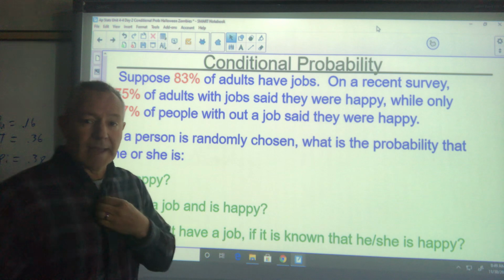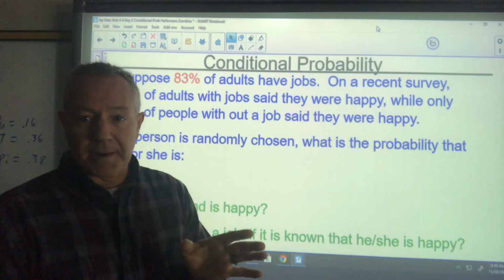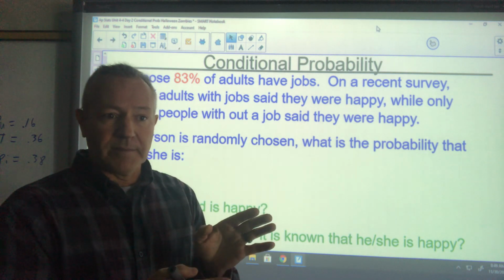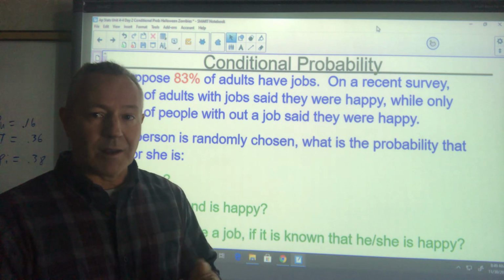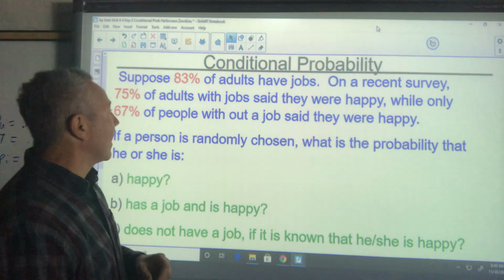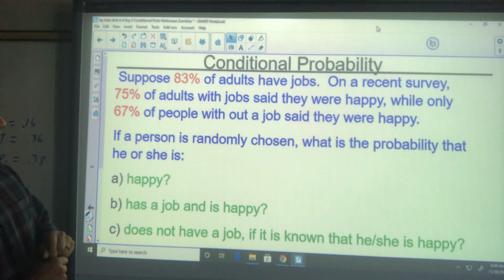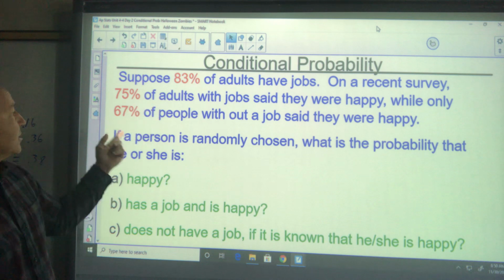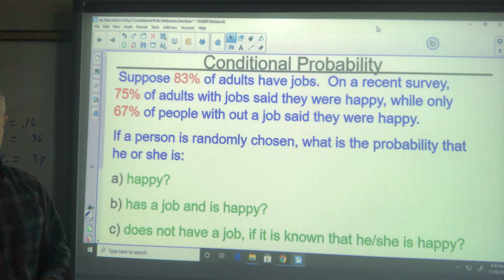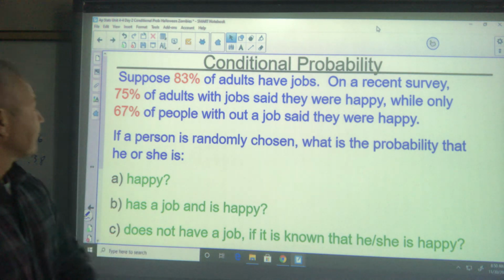Okay, like the one we did in class the other day where people were sick or not sick, and then they either tested positive or negative, and the probability of testing positive or negative depended on whether they were actually sick or not. In this case, the probability of people being happy depends on whether they have a job or not. The probabilities are different for the two groups.